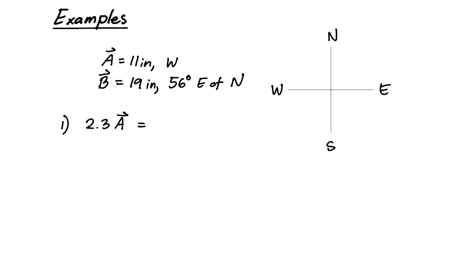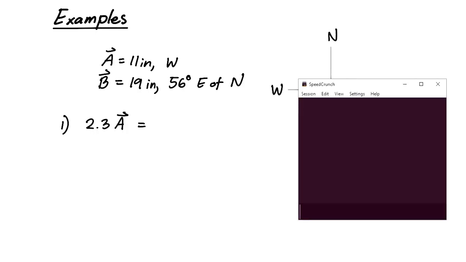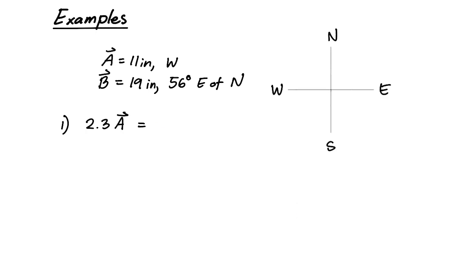So the magnitude of vector A is 11. Multiply lang tayo ng 2.3. That will be yung magnitude ng 2.3 times A. So let's do that. 2.3 times 11. So we should have 25.3 inches. Yun yung magnitude ng ating 2.3A. Okay? So yan yung magnitude niya.